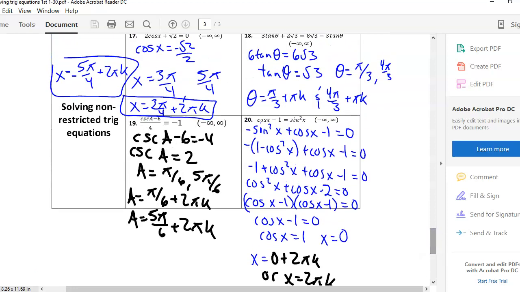So 20. Anytime you see negative infinity to infinity, you're just adding plus 2 pi k or plus pi k at the end. Well, I have a question about the homework. We do need to go over that too, yes.